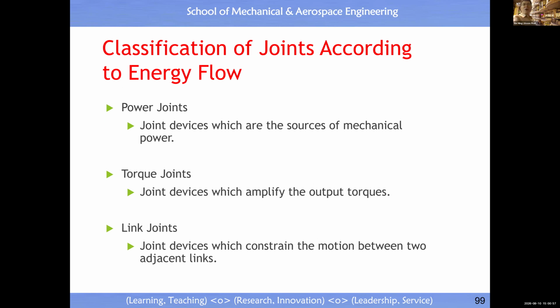Okay, so this covers the full understanding about the joint. Clear. So this is a classification adopted by us. So it's better, in terms of the hardware device, to split into three types: link joint, torque joint, and the power joint. Power joint is actuator. Torque joint basically is a speed reducer. Then link joint is just two links connected by the pin, the bearing, etc. Right?